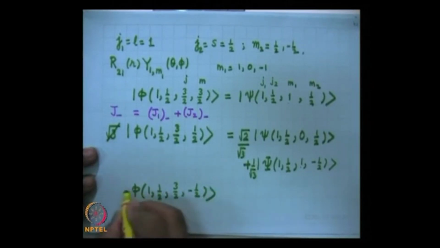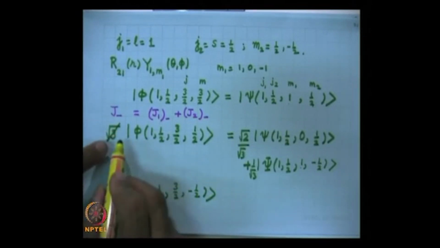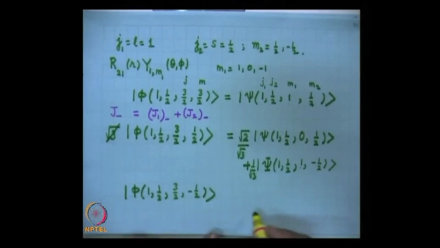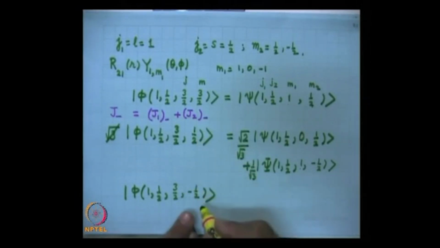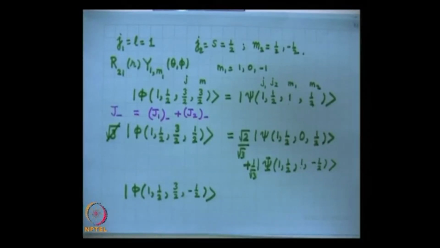So, you will operate this by J minus, if I operate J minus on this, I will get here half to minus half. So, then it will become 0 and minus half and minus 1 and plus half. And again we will be able to get Clebsch-Gordan coefficients. Let me write down the exact wave functions.